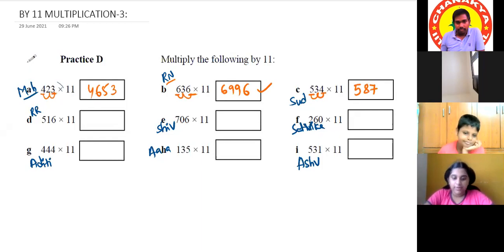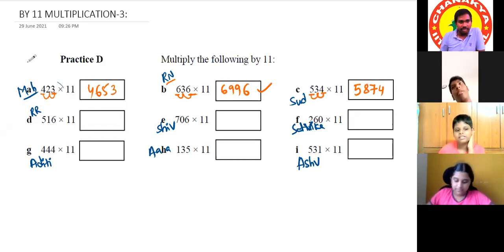Then, sir, 4 will be as it is. Again, at the end, 4 as it is. Very good. Then Ritvik, ready?